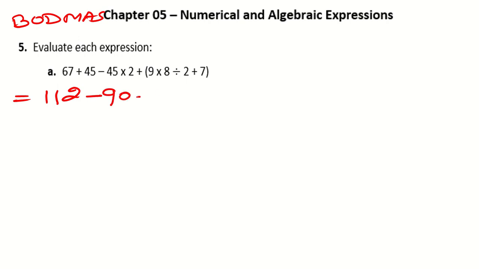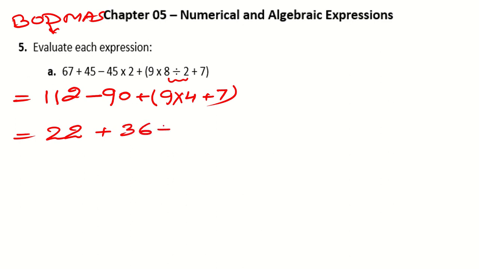It becomes 90 plus it becomes 9 multiply 8 divided by 4, because D comes after B and O. So there is no O. O means power. So 8 divided by 2, 4 plus 7. It will be 112 minus 90. So it will be 2, and 2 plus 9 times 4, 36, and then plus 7. It is 6 times 2, 6 plus 2, 8, 3 plus 2, 5 plus 7, and it will be 65. That will be the answer. Okay.